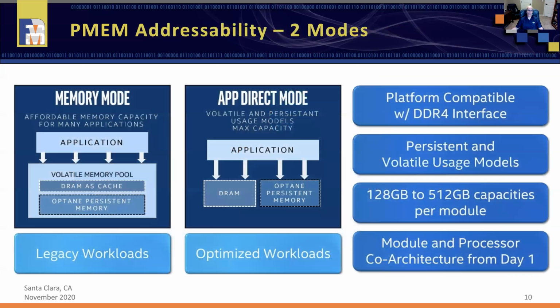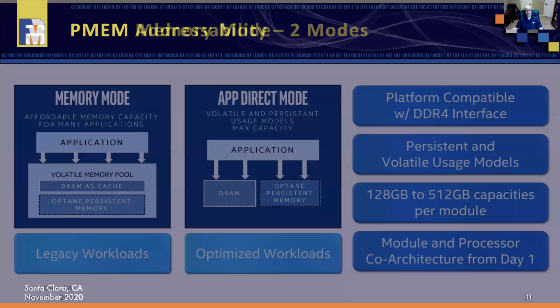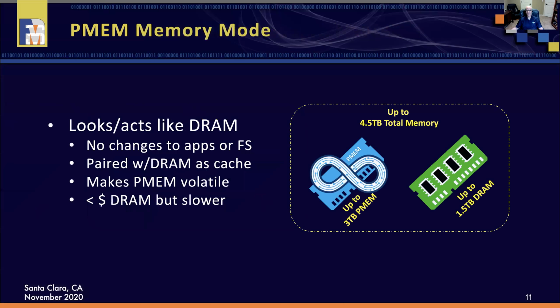Now, there are 2 addressability modes, memory mode and application direct mode. Let's talk about each of those. For memory mode, it looks and acts like DRAM, even to the point where it loses its non-volatility. Whoops, using non-volatile PMEM, but it's volatile now? Yes. But there are no changes you have to make to applications or the file system. It's paired with DRAM. DRAM acts as a cache, as I just mentioned before, and it makes the PMEM volatile during power fail. Oh, well.